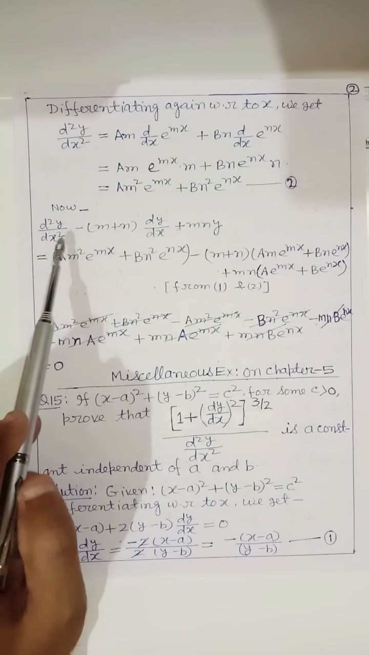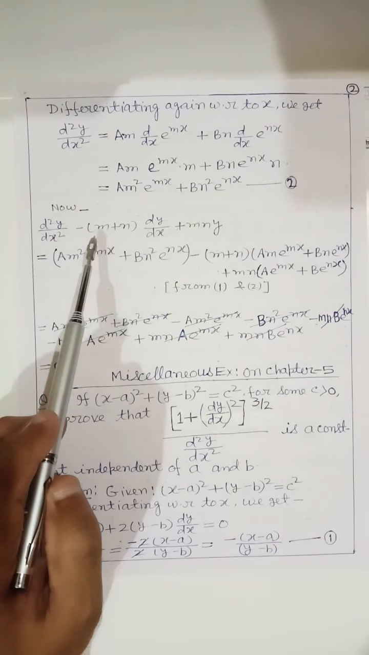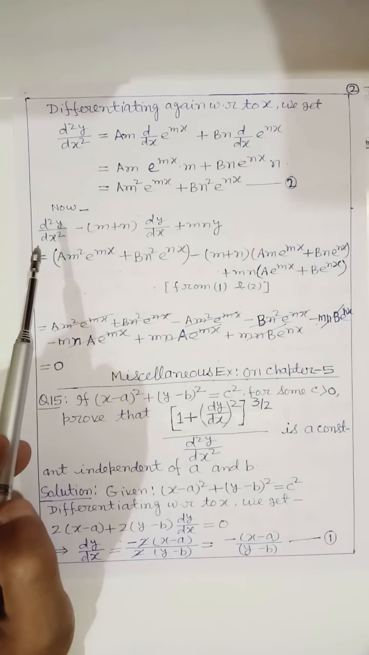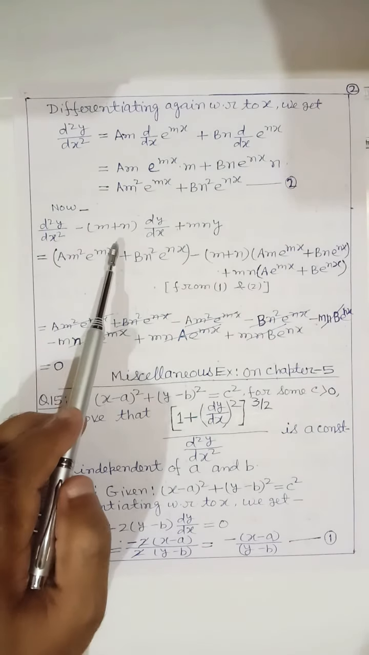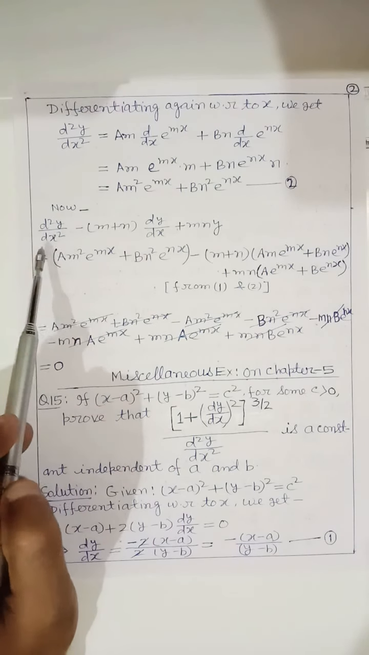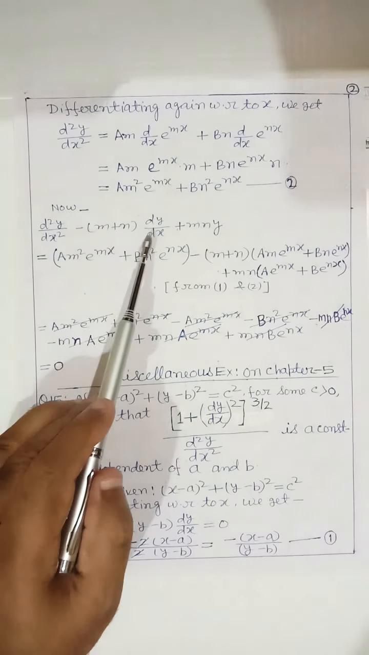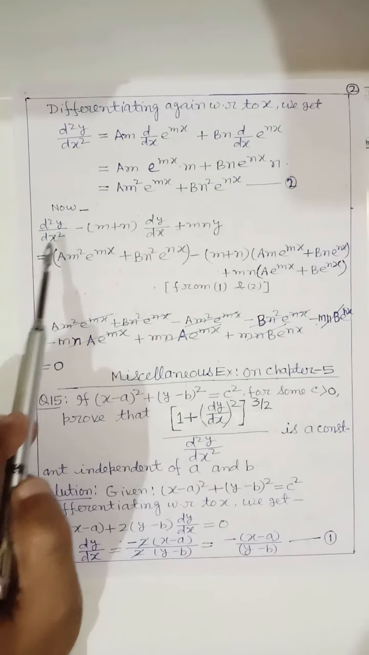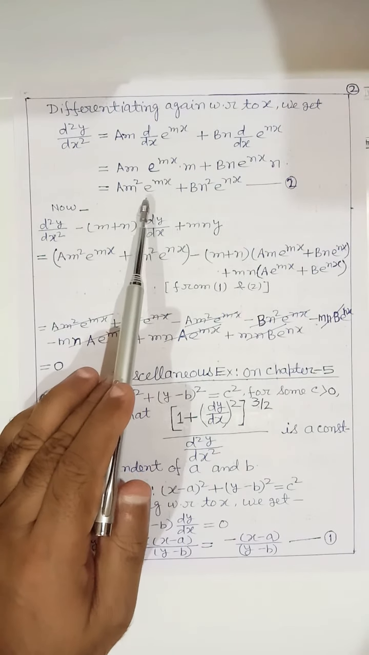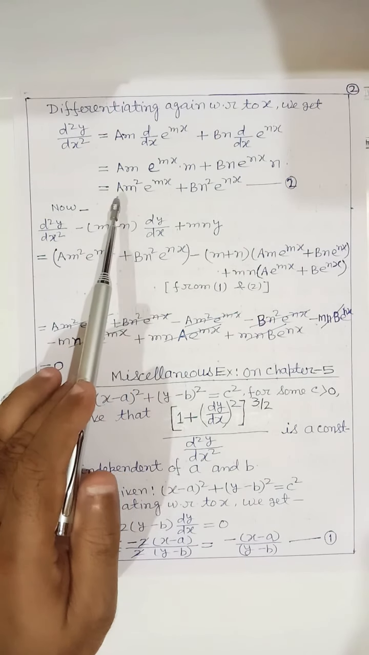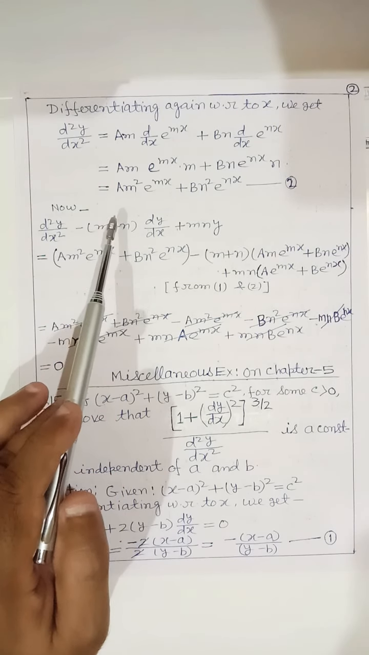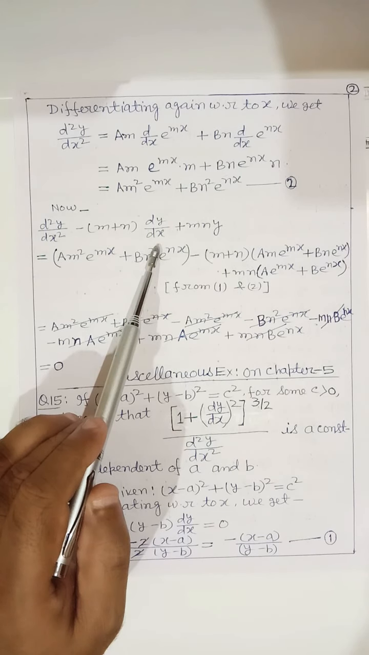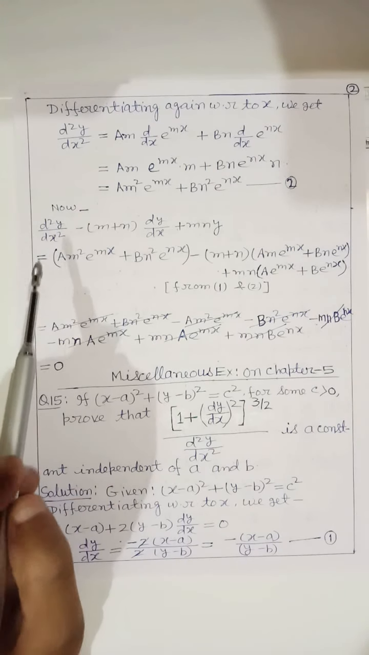Now it is given already in the question, and according to this we show that this is equal to 0. d2y by dx square minus (m plus n) dy by dx plus mny. Dear students, here we can use the value of d2y by dx square from 2 and dy by dx from 1.